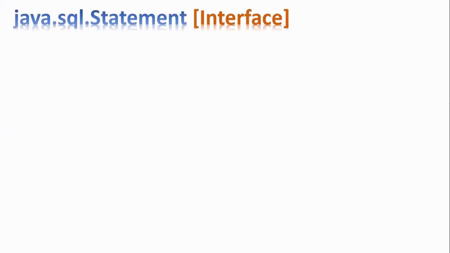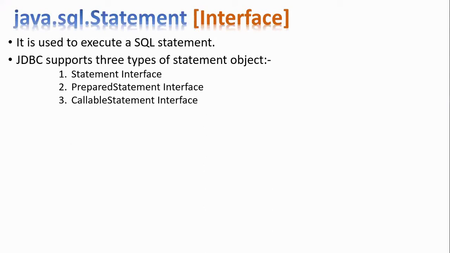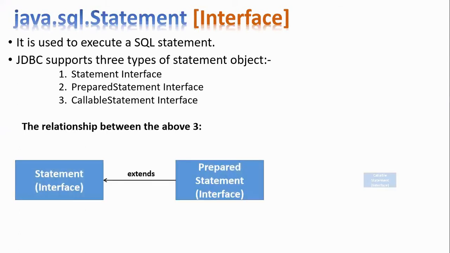So we have to understand what is present inside SQL statement. SQL statement is an interface where we used to execute certain SQL queries. Which are those statements? One is statement interface, prepared statement interface, callable statement interface. How are those three related together?